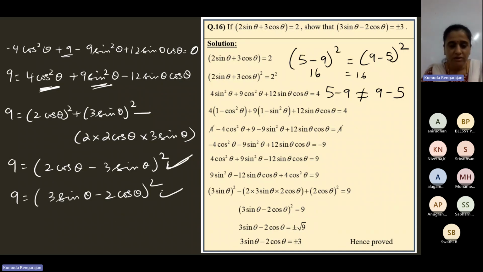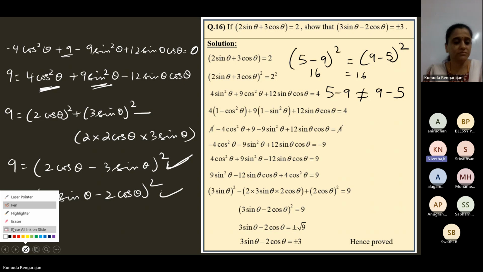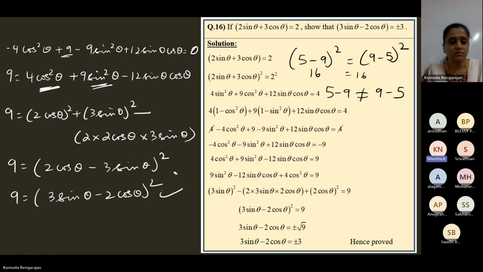Okay, this is an easier explanation. Expand A minus B the whole square and B minus A the whole square. You will get the same terms. A minus B the whole square is A square plus B square minus 2AB. B minus A the whole square is B square plus A square minus 2AB. You get the same terms, so it's the same. So you understand why we are changing? Because in the question, we have to show 3 sin theta minus 2 cos theta. So you can change it like this.